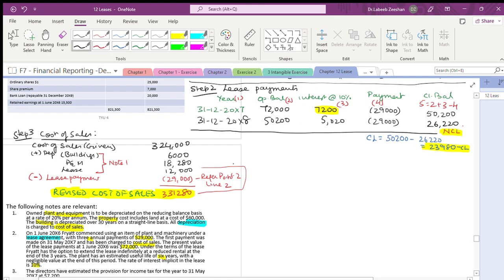Okay. Now, statement of profit and loss for the year ending 31st May 2007. Where are they talking in terms of 31st May 2007.